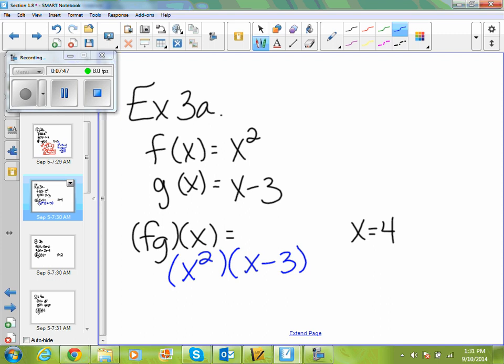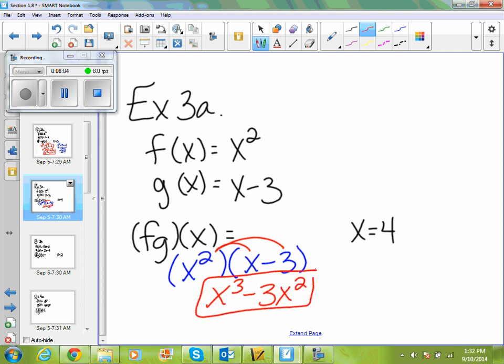I'm going to multiply those, which is why I put them in parentheses. So let's distribute my x squared. x squared times x is x cubed, and x squared times 3 is minus 3x squared. So my composite function is x cubed minus 3x squared. And then if x equals 4, then I plug that in. So 4 cubed minus 3 times 4 squared.